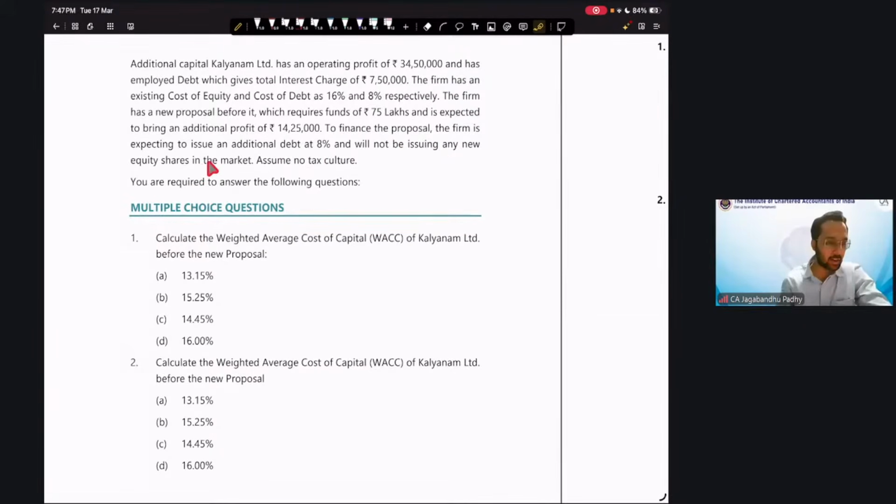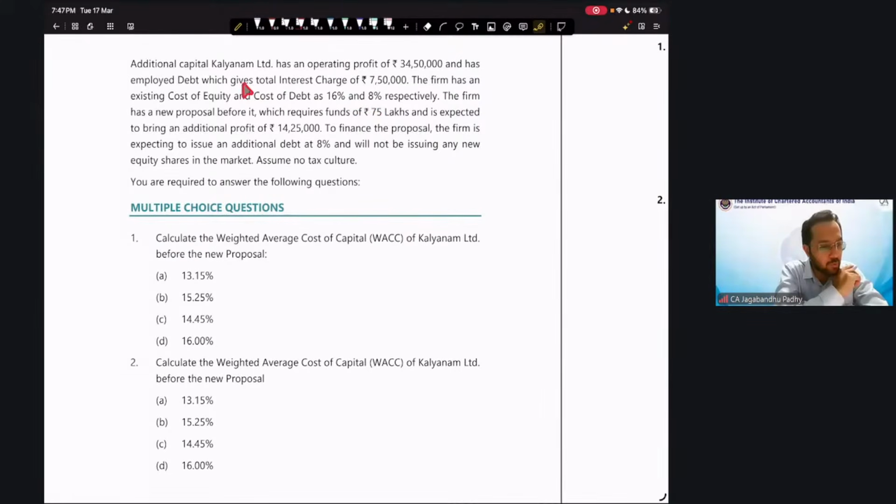So there's no tax. So we are requiring a funding of 75 lakhs, right? And this is going to provide an additional profit of 14 lakh 25,000. So we are supposed to be issuing debt at 8% without issuing any equity shares. You have to compute the weighted average cost of capital before the new proposal. How do you get the before new proposal?